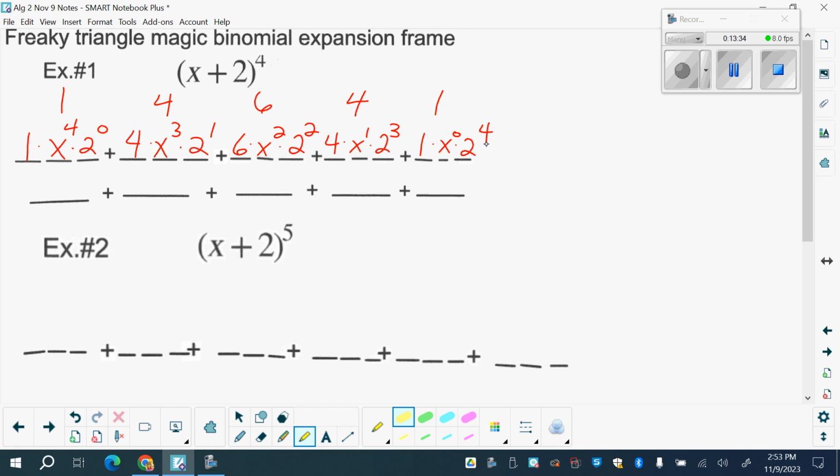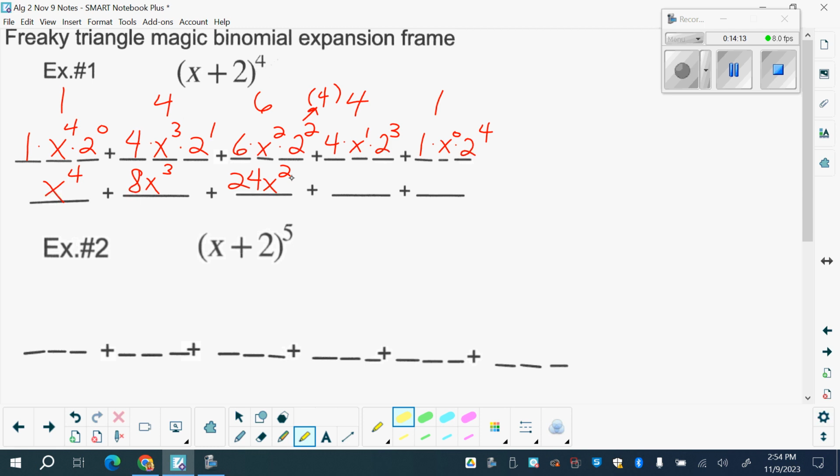What is 2 to the 0? 1. 1 times 1 is? 1. So 1 times 1 would be 1x to the 4th or x to the 4th. So 2 to the 1 is 2. So we take 2 times 4, which is 8. 8x to the 3rd. What's 2 squared? 4. So we take 6 times 4, which is 24x squared.